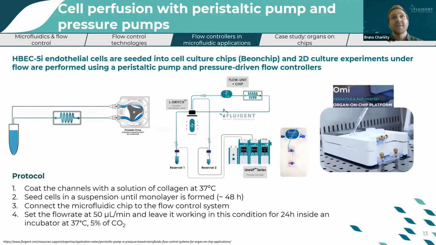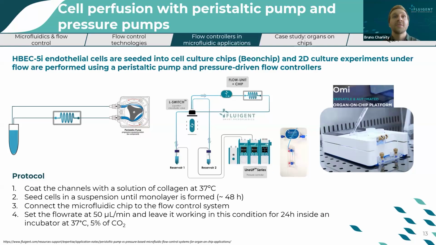So we will here discuss cell culture under flow. For this experiment, we will perfuse cells that were previously cultured in a 2D microfluidic chip. Fluid recirculation was set for 24 hours using 50 microliters per minute. For this recirculation, two kinds of technology were used. The first one is the peristaltic pump, which is quite straightforward to implement.